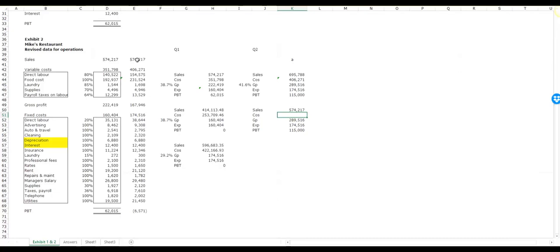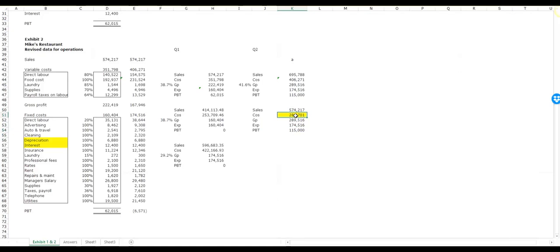So this is pretty straightforward. This must be the sales amount minus the gross profit, and that's going to bring us to a variable cost that we need to achieve. Let's highlight this in yellow because that's what we were working with here. A variable cost that we need to achieve in order to make a profit of 115,000.